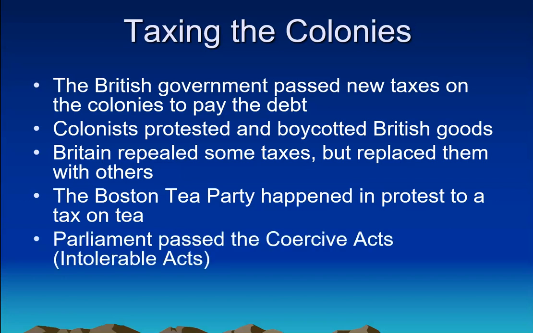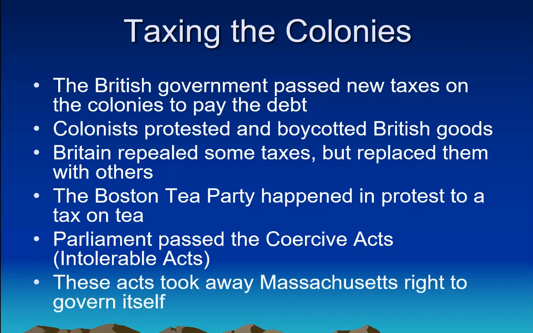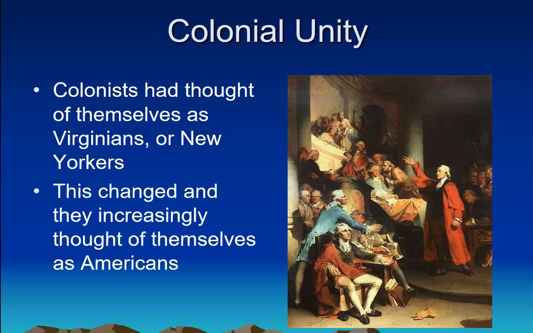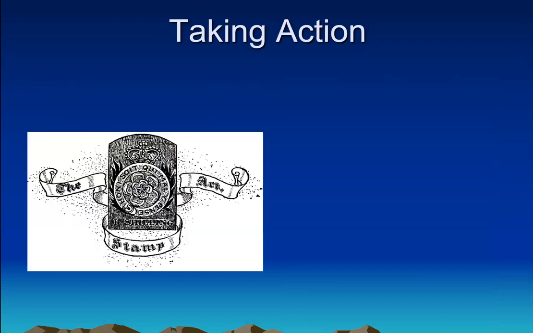So Parliament at this point decided it was time to get tough with the colonies, and they passed the Coercive Acts, what the colonists had called the Intolerable Acts. Now these acts basically took away the right of the colony of Massachusetts to govern itself. Now, before this, many colonists had thought of themselves as just a member of their particular colony, either Virginians or New Yorkers or Massachusetts men and women. But this changed, and they increasingly thought of themselves as Americans, as part of this shared struggle against the crown.